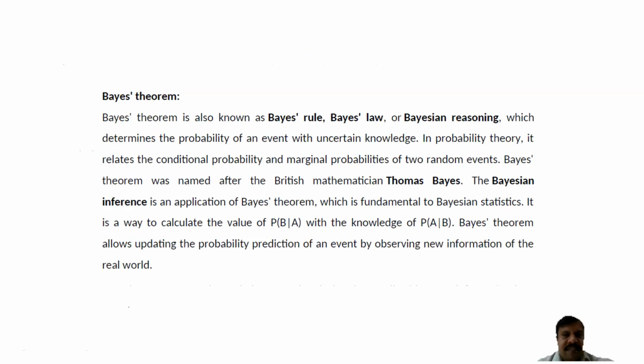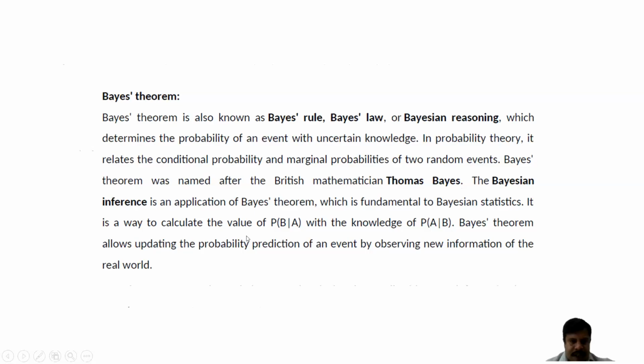And the next concept is the Bayes theorem. The Bayes theorem is also known as Bayes rule or Bayes law or Bayesian reasoning, which determines the probability of an event with uncertain knowledge. In probability theory, it relates the conditional probability and marginal probabilities of two random events. Bayes' theorem is proposed by the British mathematician Thomas Bayes. Bayesian inference is an application of Bayes' theorem, which is fundamental to Bayesian statistics.